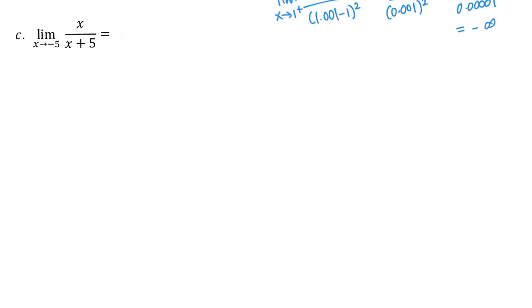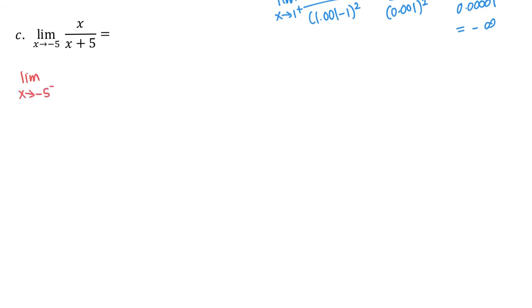Okay, let's consider one last one. Okay, limit as x approaches negative 5 of x over x plus 5. I can tell that at x equals negative 5, there's going to be a vertical asymptote. So again, I'm expecting the answer to be positive infinity or negative infinity. Since it doesn't tell me positive or negative, I need to consider both directions.